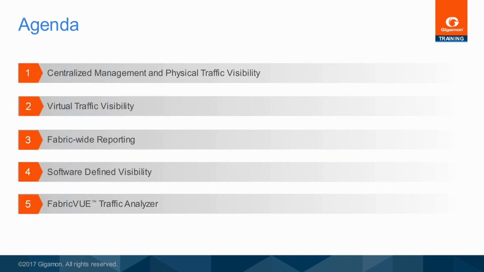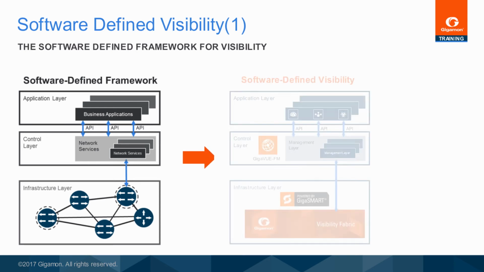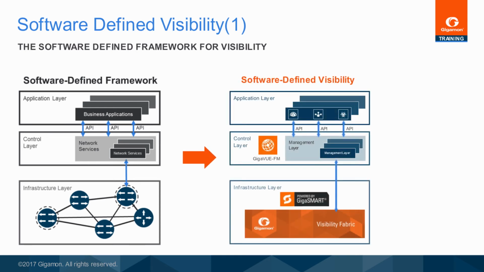The next category of GigaVUE-FM functionality relates to how software-defined visibility is made possible through GigaVUE-FM using the REST API. Software-defined visibility follows along the same precepts as software-defined networking. It is agile, centrally managed, and directly programmatically configured. The architecture enables the control of traffic access functions to become programmable and the underlying infrastructure to be abstracted.